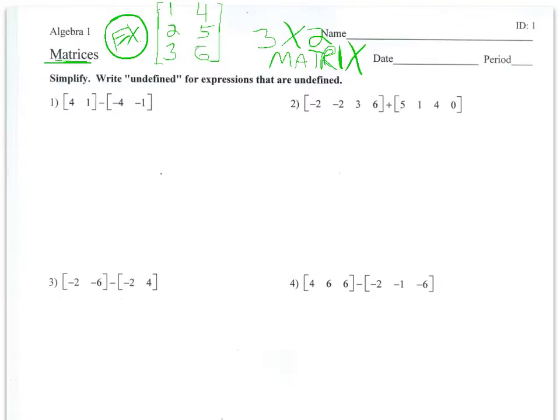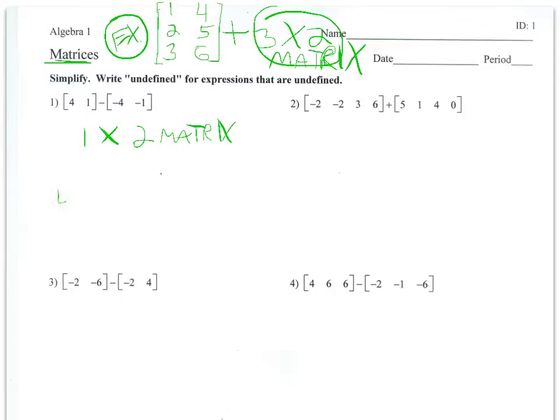So if I were to add another matrix to it, it has to be another 3 by 2 matrix. Okay, here's an example. Let's look at the first one. If I look at these two matrices, I have 1 row and 2 columns. Now it's real easy. I just subtract the numbers that are in the corresponding positions. So top left, I'm going to subtract them, and I'm going to end up with the same dimension of matrix, a 1 by 2 matrix.